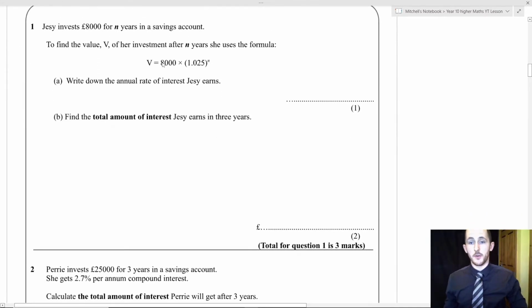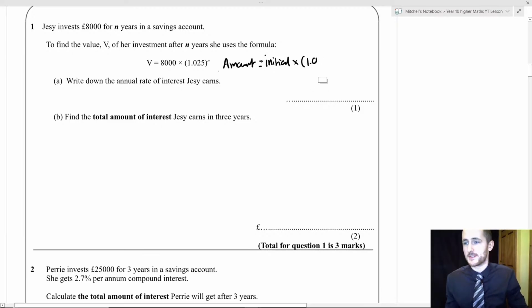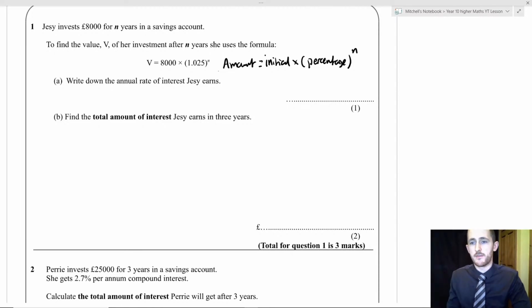Okay, cool. So, we have Jessie invests £8,000 for N years, so some number of years, in a savings account. To find the value V of her investment after N years, she uses the formula V equals 8,000 times 1.025 to the power of N. Now, if you remember my equation that I wrote just now, it was amount equals, well done, perfect Evie, well done. So initial times 1.02, it wasn't 1.025, I got confused there. But Evie, you're 100% correct. To the power of the number of years, right? That looks exactly like her formula.